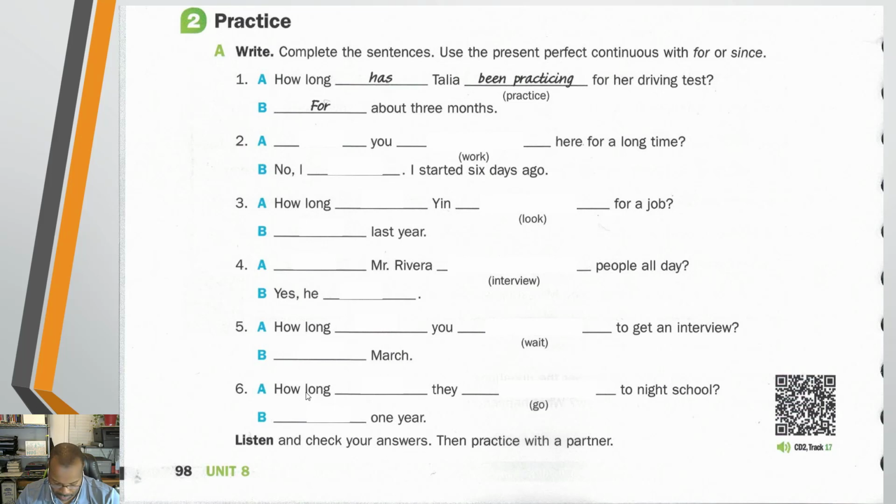All right. Number 6. How long have they? Now I'm going to use go. How long have they been going to night school? And then B, this is going to be a period of time, for 1 year.